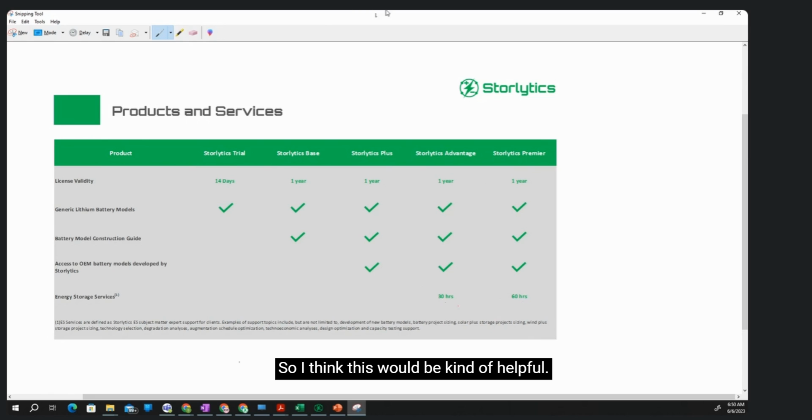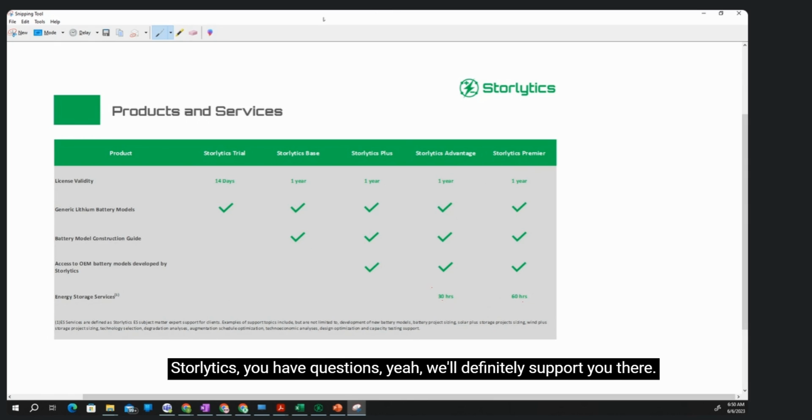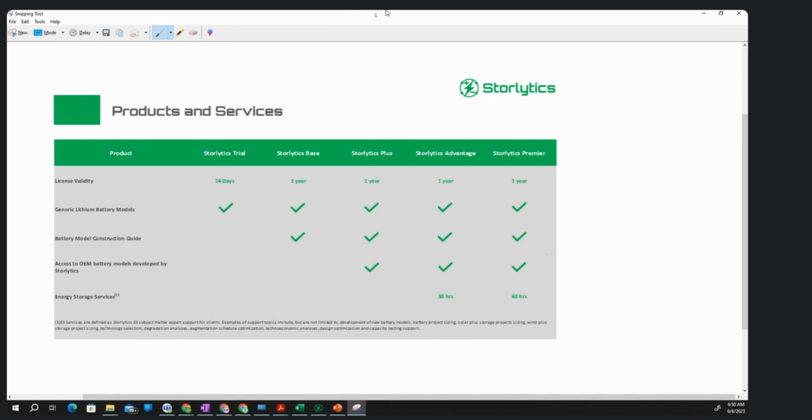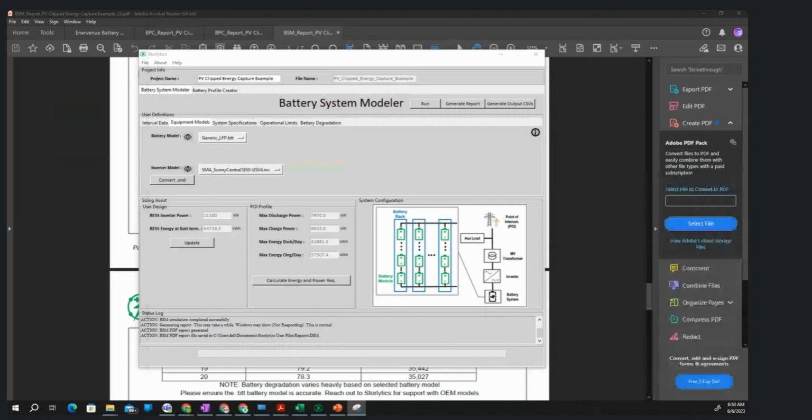So I think this would be helpful to you. This is different, as some people confuse this with software support. All of our tiers have software support. So if you have any issues or questions with Storlytics, we'll definitely support you there with Storlytics Base and Plus. But with Advantage and Premier, this is the next level, where you're getting actual subject matter expert engineers supporting you with exactly what you're trying to do and running simulations for you if need be. Great. That'd be very helpful.